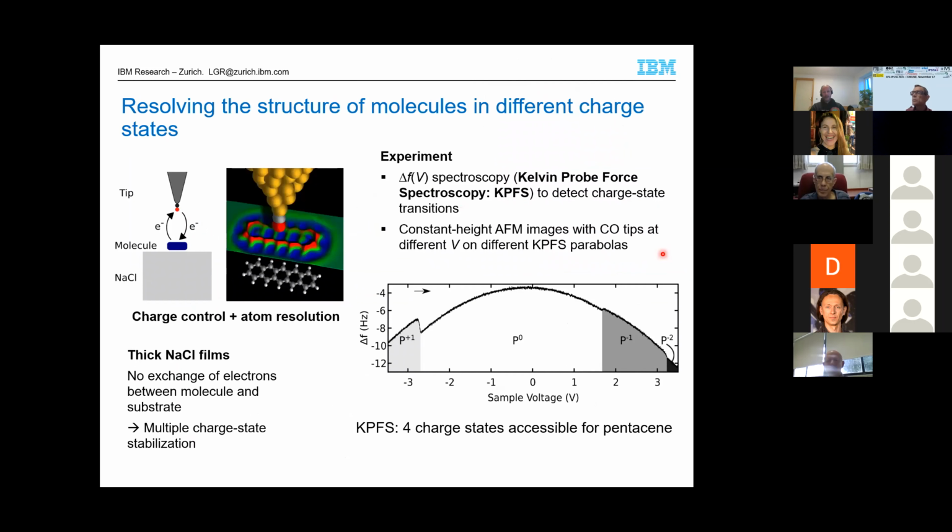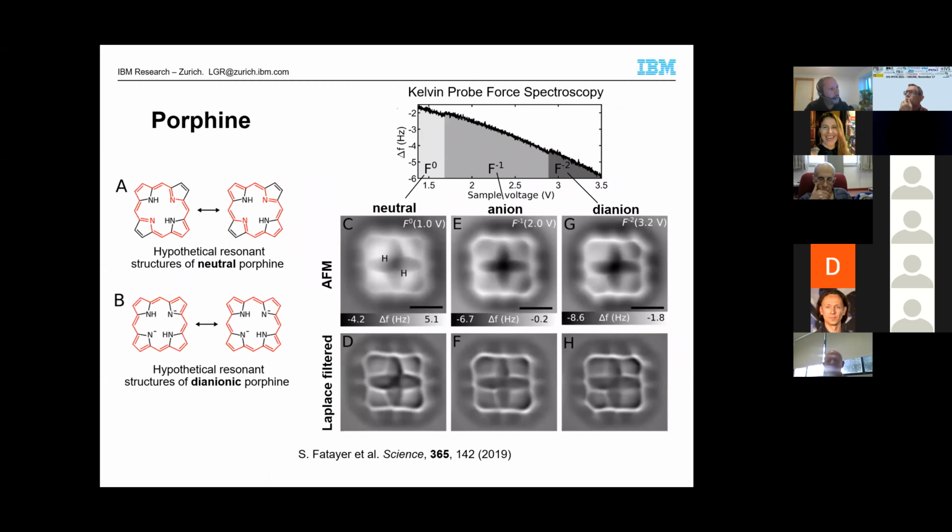We can combine now this high resolution imaging with this charge state control. If we actually go close and we still apply a certain voltage, we trap the molecule in a certain charge state. So here we see that on pentacene, we take this parabola corresponding to the Kelvin probe force microscopy, and then we see certain transitions to a different parabola, and these correspond to charge state transitions. So this is done on pentacene, and here on pentacene, we can image it in the positive, neutral, negative, and doubly negative charge state. And now we can do that, and now we can again take at this voltage, at this charge state, an image with our CO tip. I just showed this one example here.